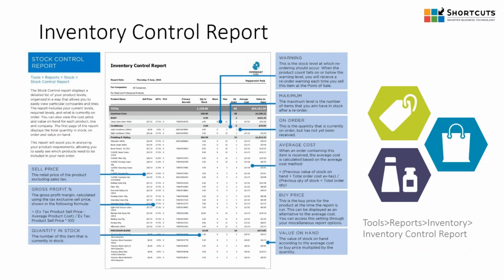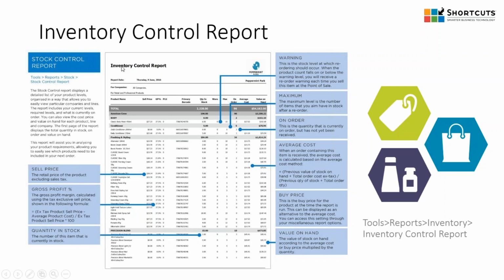Okay. So the inventory control report, you guys, this is the one that can help us find our current value on hand. Now, you guys, unless my inventory counts are up to date and I have correct buy prices and sell prices and shortcuts, this report will not be correct, right?